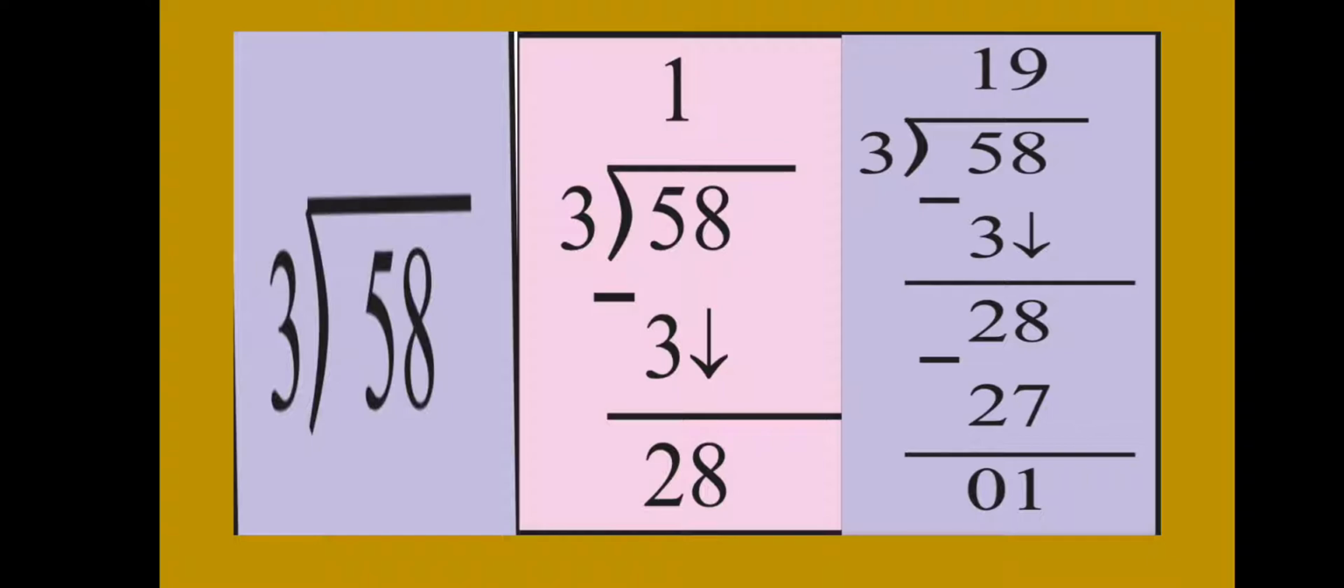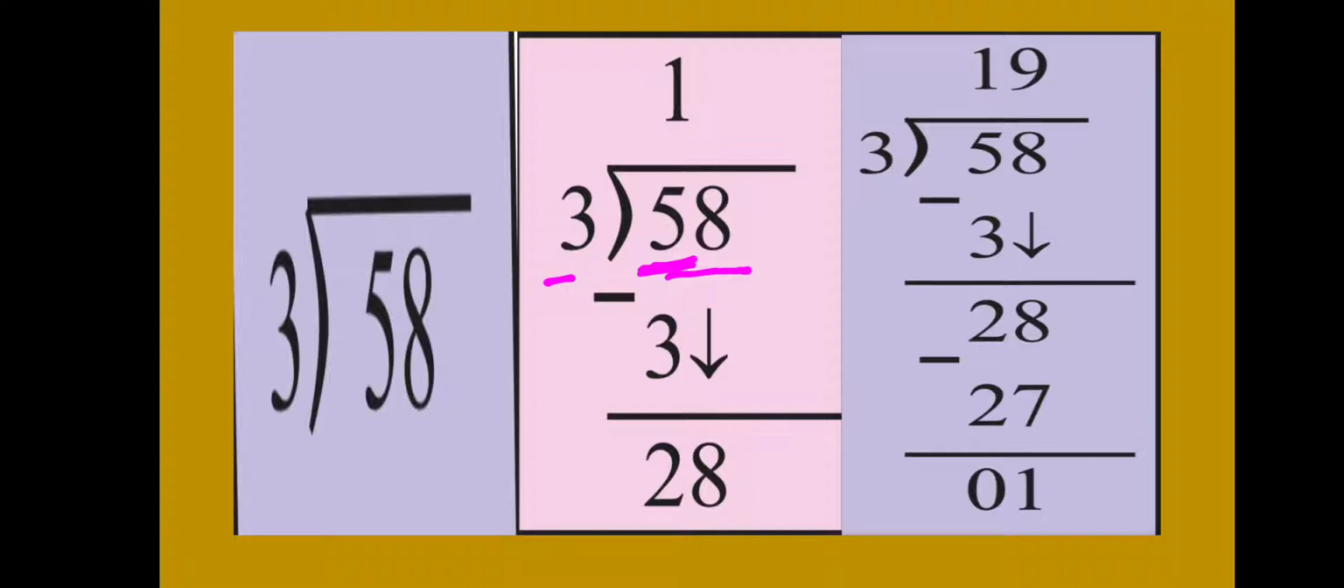58 divided by 3. 58 we shall be writing here and 3. Say the table of 3 till you get... we are taking this 5, number 5 first. Directly we are not taking 58. 5. Say the multiplication table of 3 till you get 5 or more than 5.